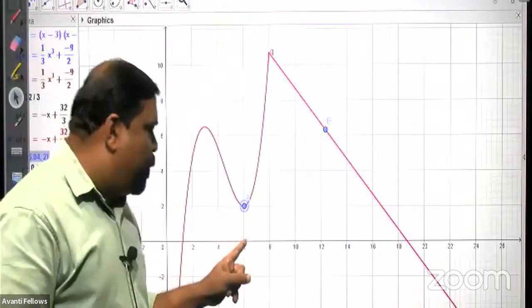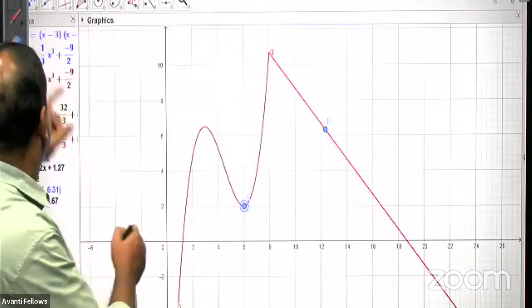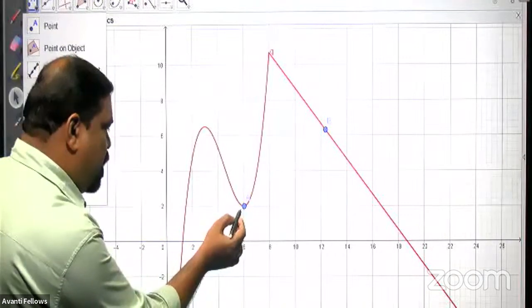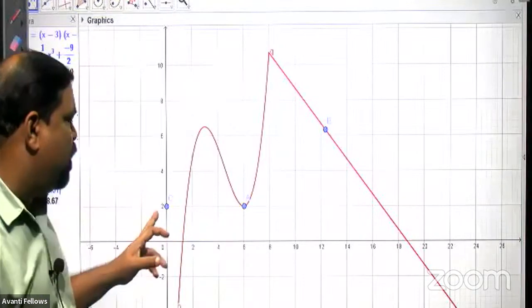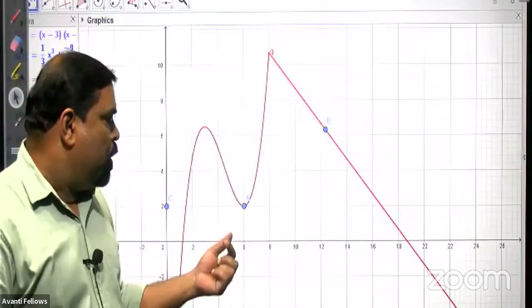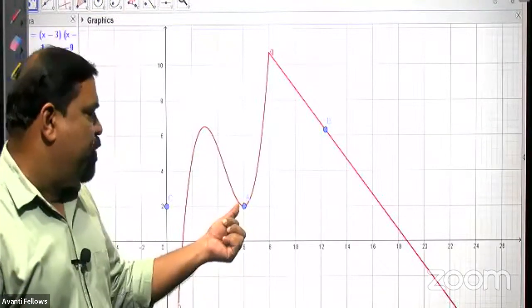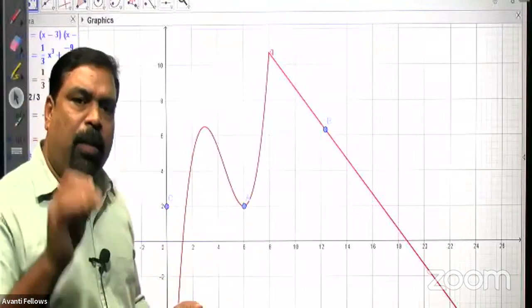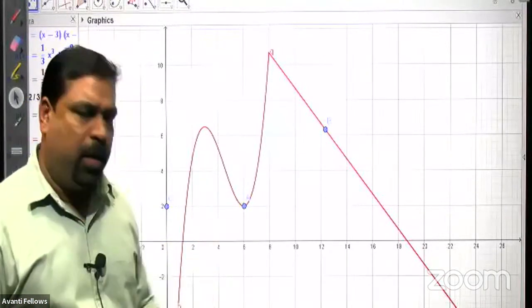And x equal to 6 is a point of local minimum, and correspondingly the function value you can see on the y-axis. When x equal to 6, what is the corresponding value of the function in the graph? You can see the function value is 2. So the value of the function at x equal to 6, f of 6, is called the local minimum value of the function.